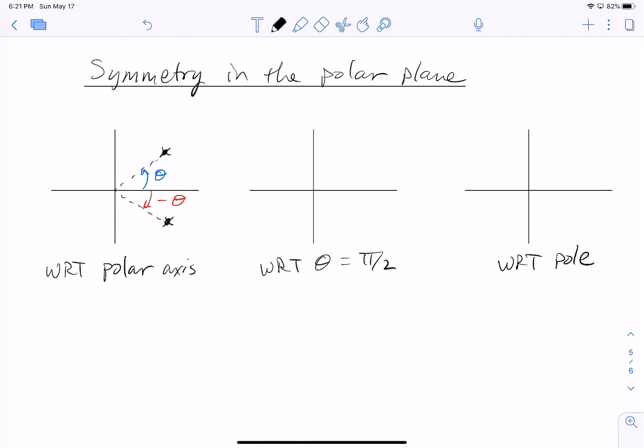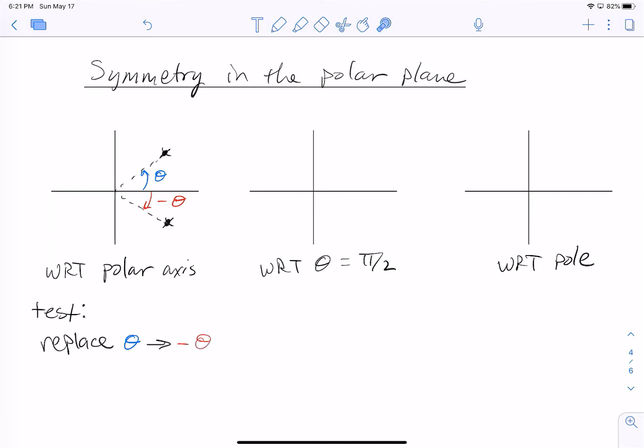And so to test for symmetry with respect to the polar axis, we replace theta by negative theta in the original equation, simplify it, and if we end up with what we started with, then we have symmetry with respect to the polar axis.